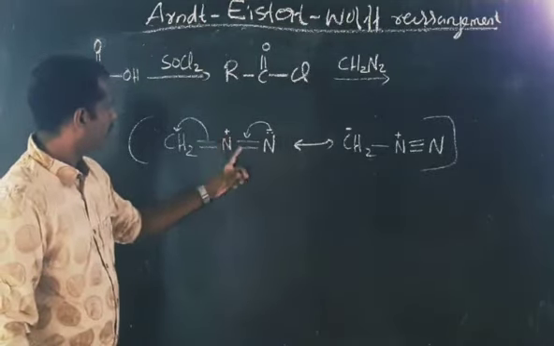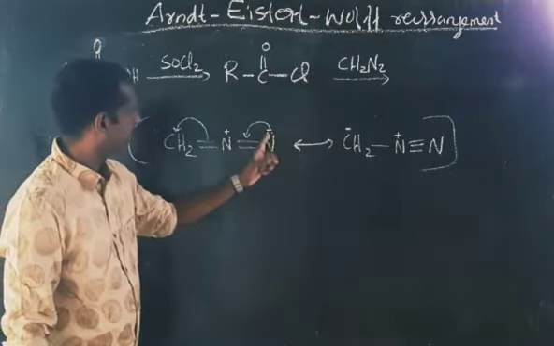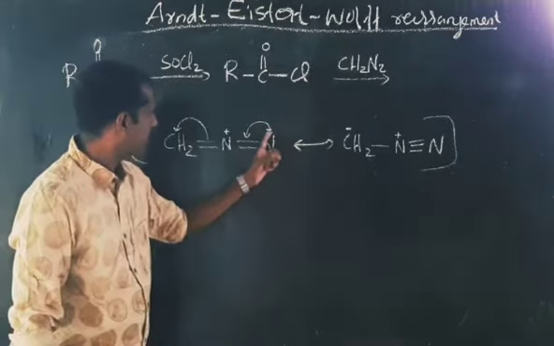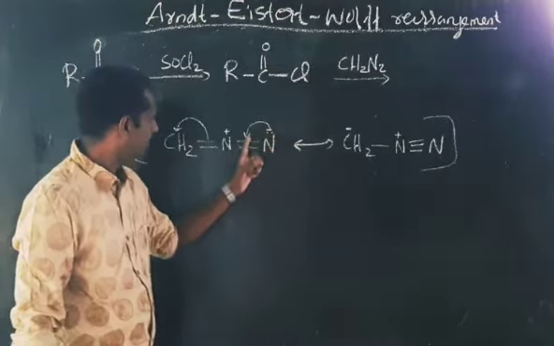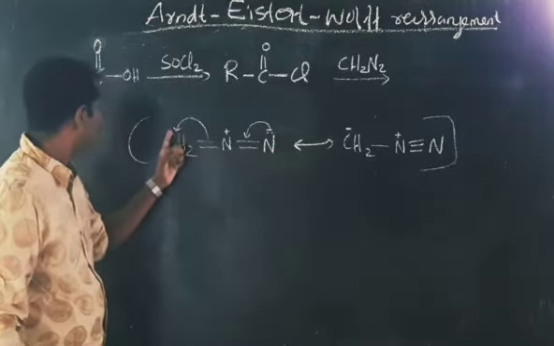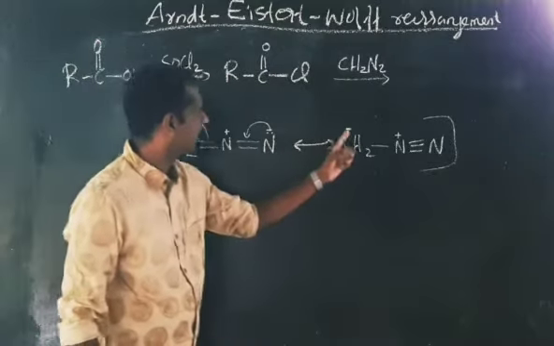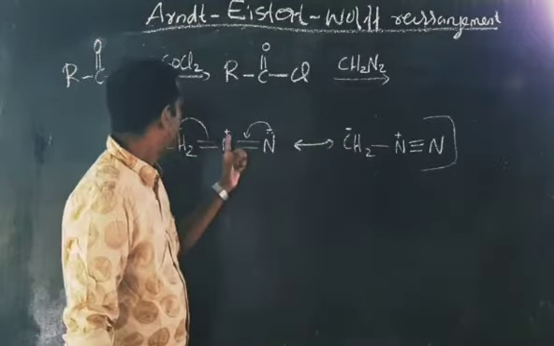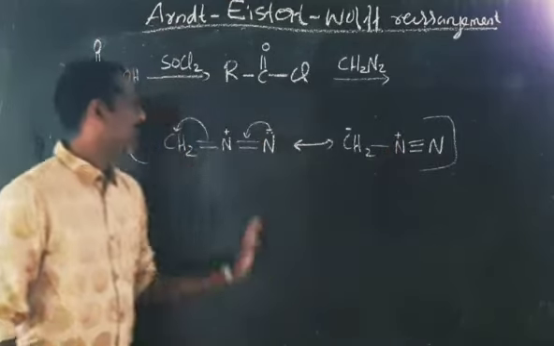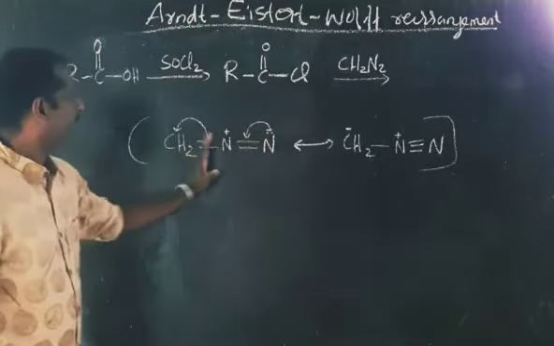So 4 bonds are there, positive, and here it is negative. And in the next stage, you can see that this pair of electron is shifting to here. So simultaneously, this bond is migrating to this carbon, and this carbon is getting negative. And of course, since there are 4 bonds, this nitrogen is positive. This is the resonating structure of diazomethane.